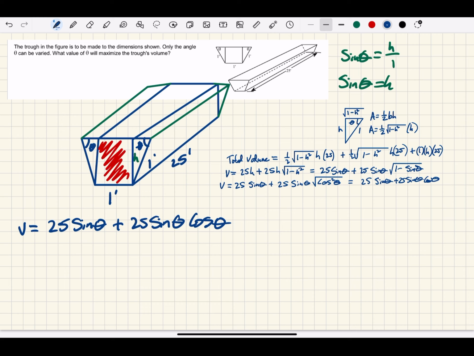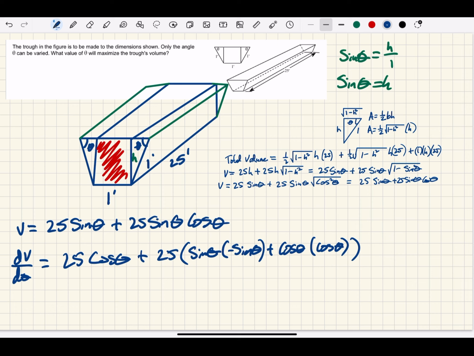We could find the first derivative then and set it equal to 0 to find where this function is maximum. So we will find dV/d theta. So that will be 25 cosine theta plus 25, and now we'll use the product rule. Sine of theta times the derivative of the cosine theta, which will be the opposite of the sine of theta, plus the cosine of theta times the derivative of the sine of theta, which would be the cosine of theta.